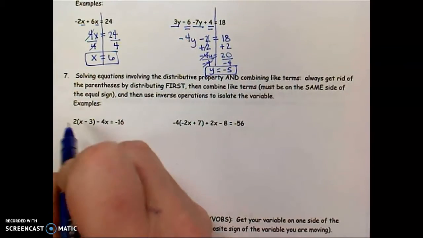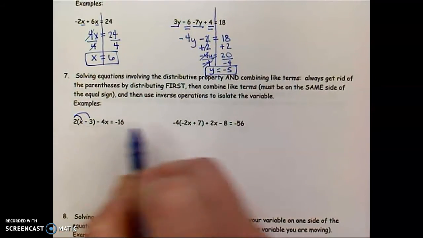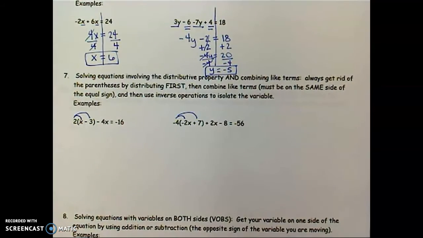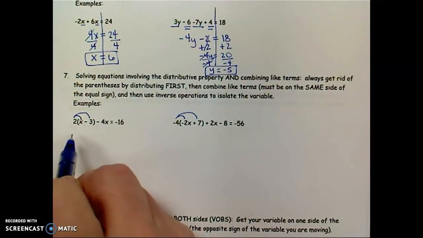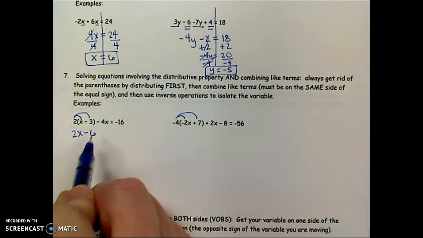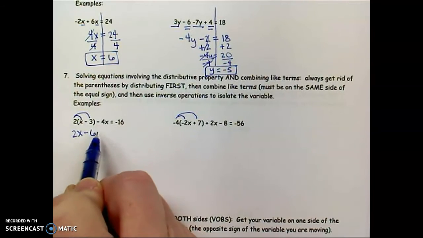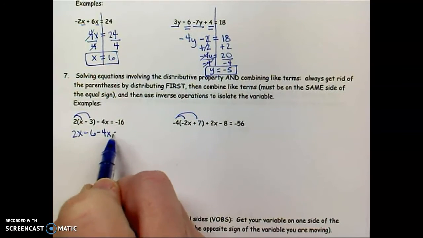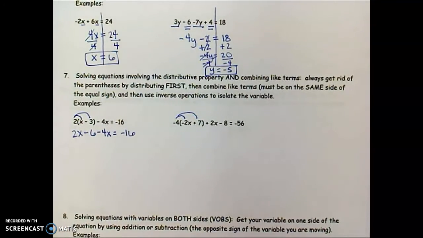So with both of these, the first thing I'm going to do is get rid of the parentheses by distributing. So 2 times x is 2x. 2 times negative 3 is negative 6. Bring down the rest of your equation. So minus 4x equals negative 16. Remember, it's very important that you show every step exactly the way I've showed you.